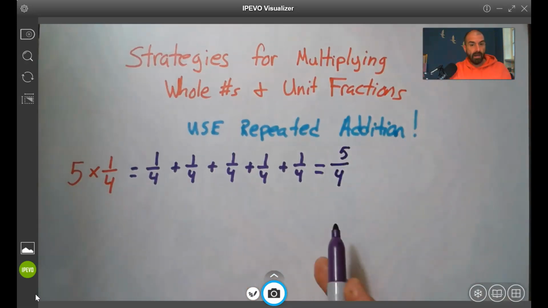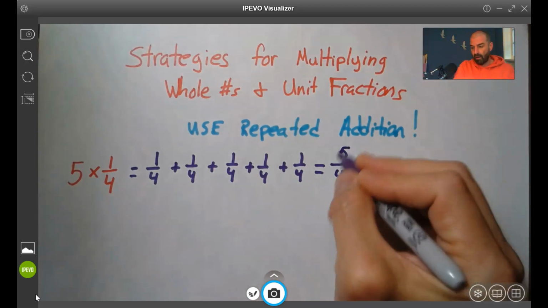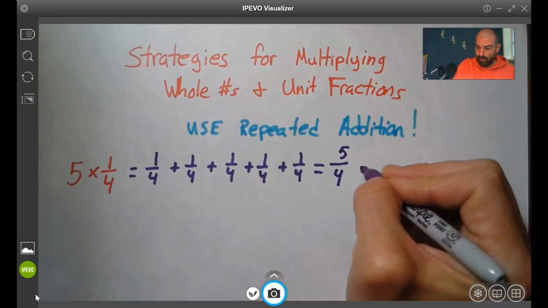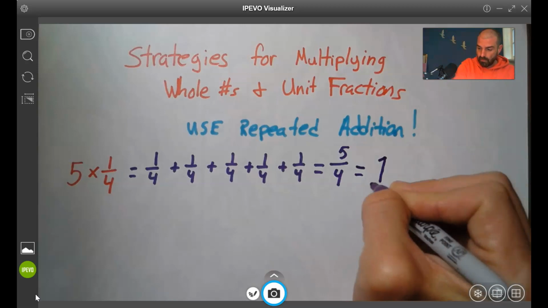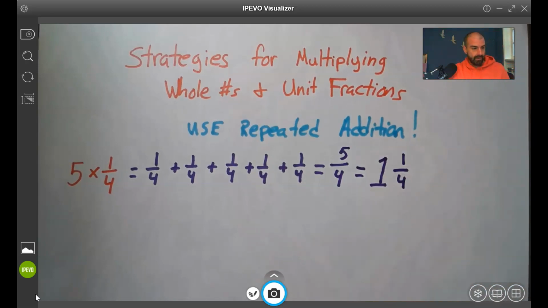Okay, since this is an improper fraction, we don't have to, but we can rewrite it. We take out 1 whole, which is how many fourths? 4 fourths, you're right. So if we take out 1 whole, which is 4 fourths, that gives us 1/4 left over. So 5 fourths is the same as 1 and 1/4.